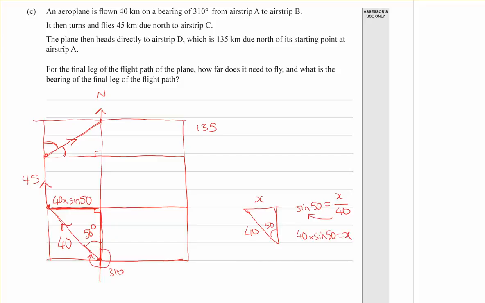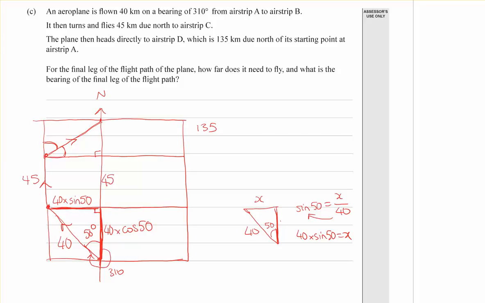And similarly, this side here will be 40 times cos 50. It's the adjacent side. And once again, you could step it out slowly to show that that side is 40 times cos 50. Now this length here is 45.